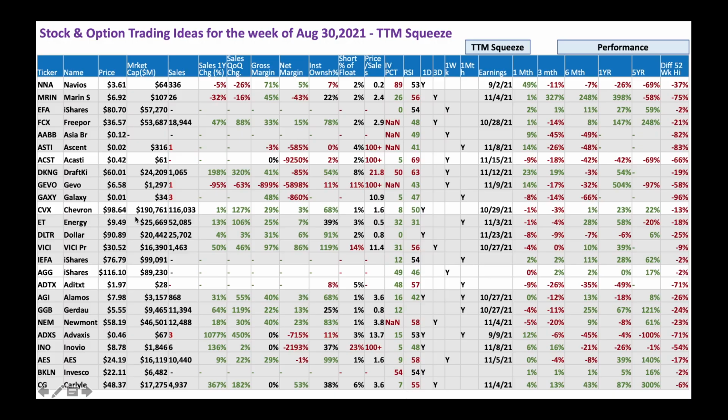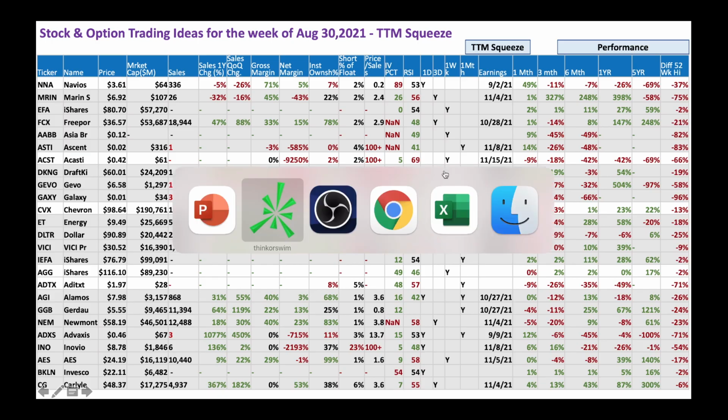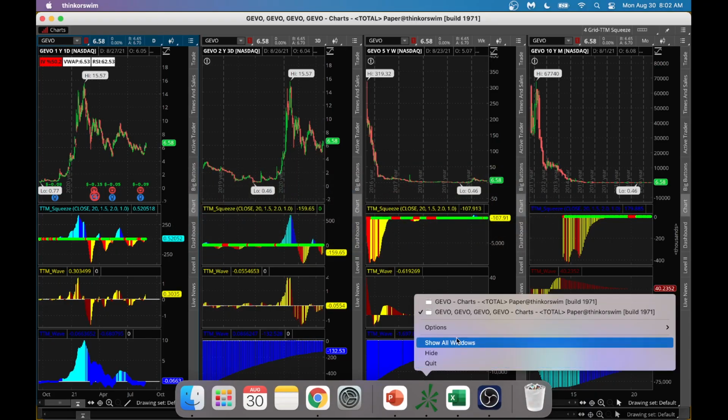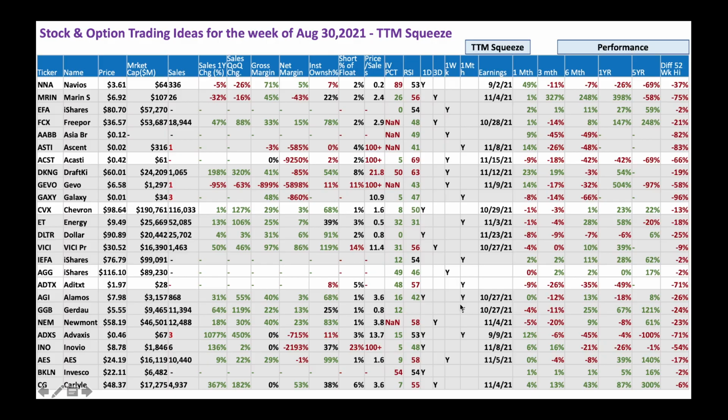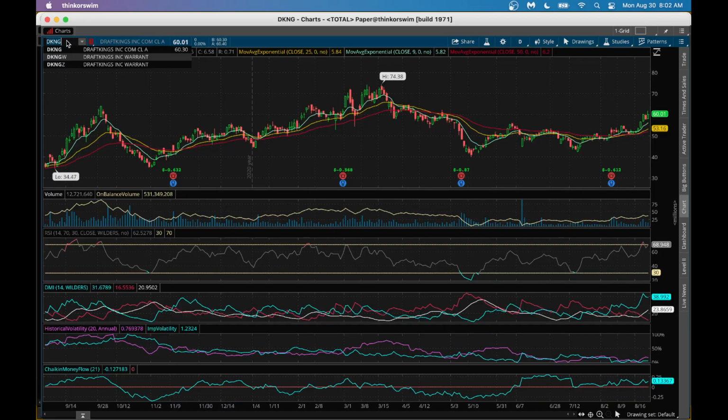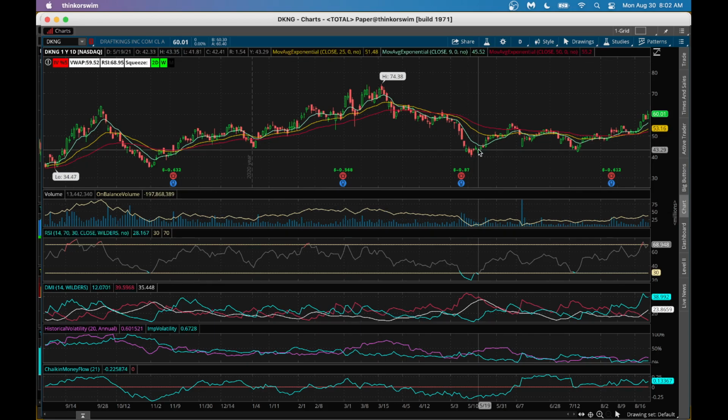So we'll go back here and look at DraftKings, a $60 stock. It looks like we've got a squeeze in the weekly chart. Let's go to DraftKings. There you go. DraftKings, as you can see, is a nice looking chart. Right now it's bullish, and on-balance volume is up. That's good. More people are buying.